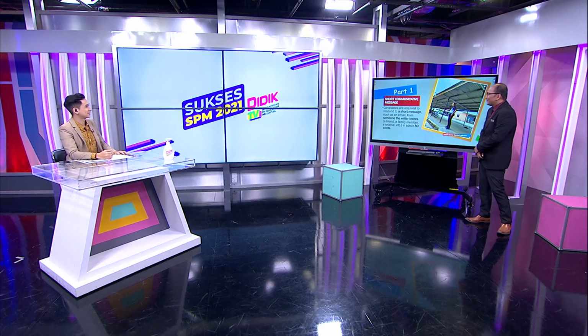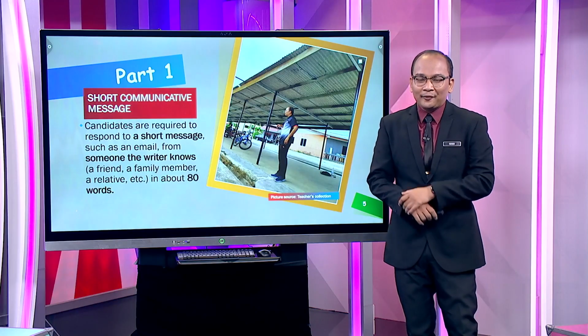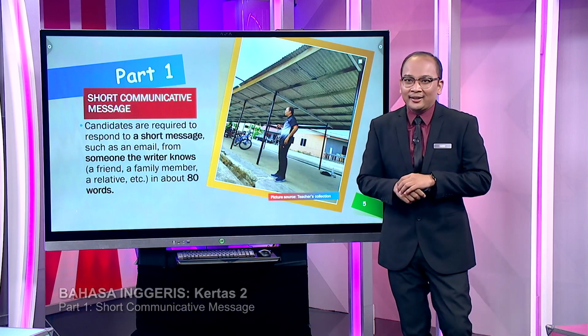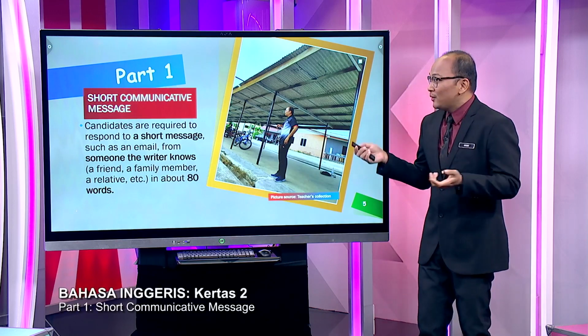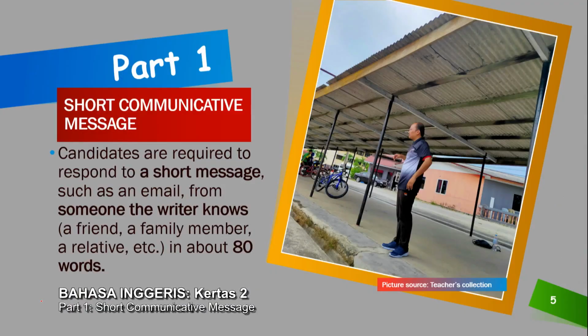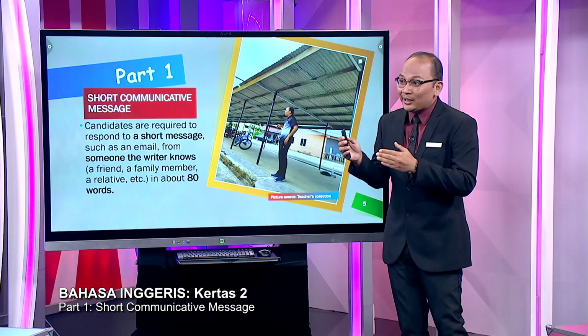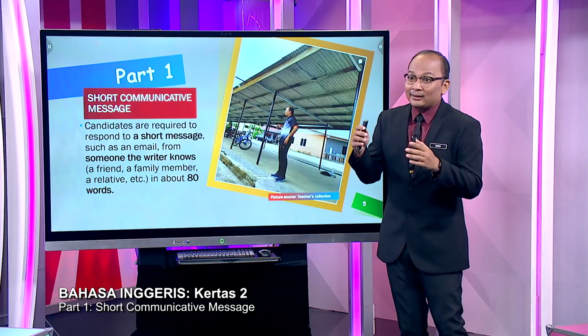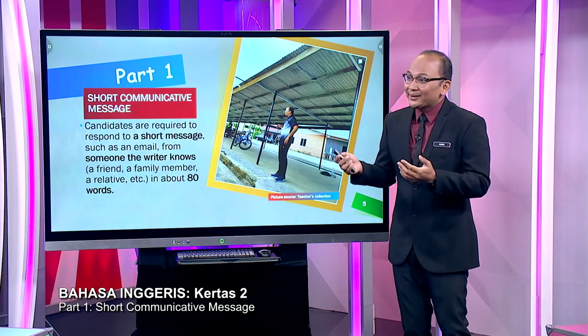Okay, thank you, Chris. So everybody, please remember that for Paper 2 writing, you need to do Part 1, short communicative message. So let me remind everybody about this task. Candidates are required to respond to a short message, such as an email from someone the writer knows, a friend, family members, a relative, etc., in about 80 words. So it's not compulsory for them to write 80 words. It's just an estimation. I see. So they can write about that and not too lengthy because of the time constraint.